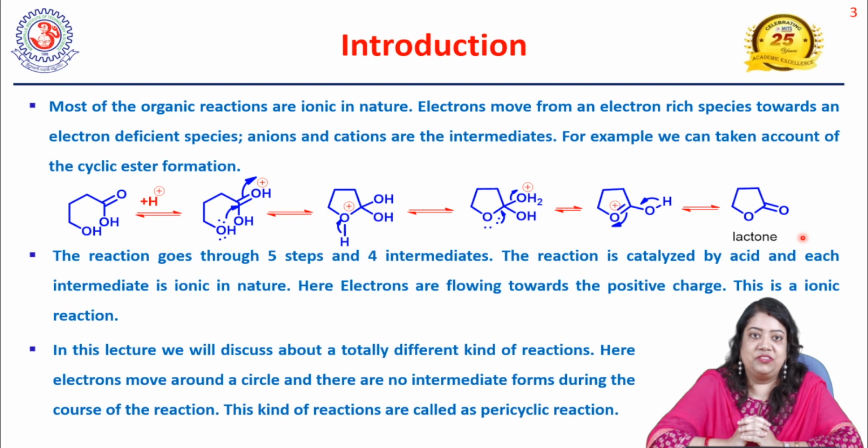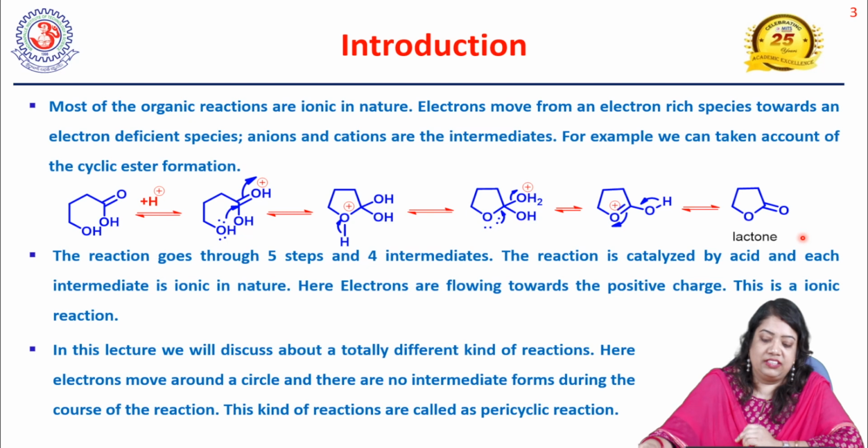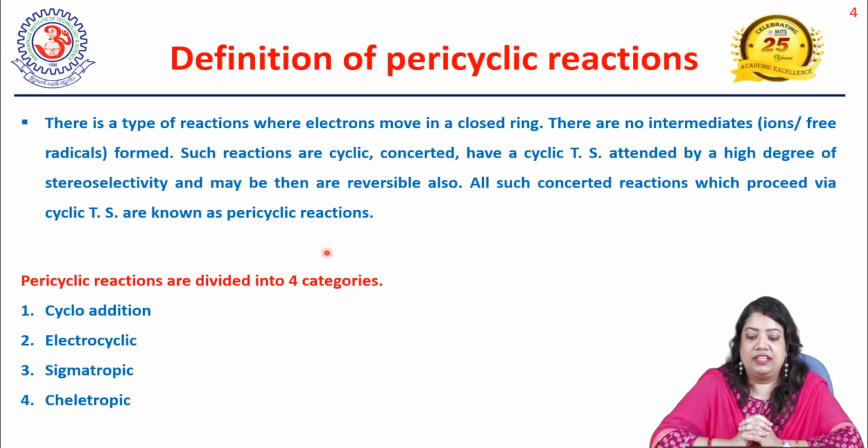In this lecture, we will discuss a totally different kind of reaction. Here, electrons move in a closed circle, and there are no intermediates formed. That means ions, free radicals, etc., do not form during the course of the reaction. All the reactions are concerted and they go through a cyclic transition state. So all such concerted reactions which proceed via a cyclic transition state are known as pericyclic reactions.